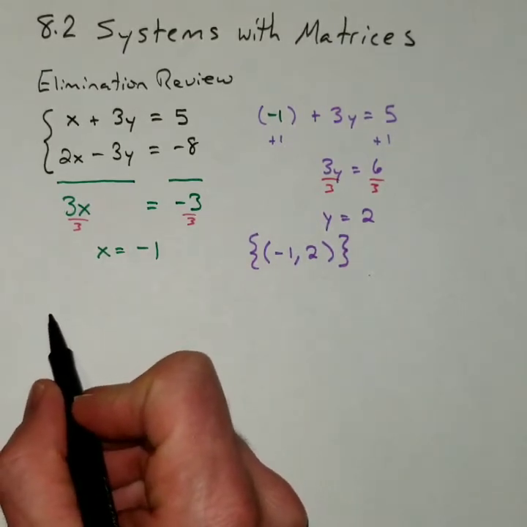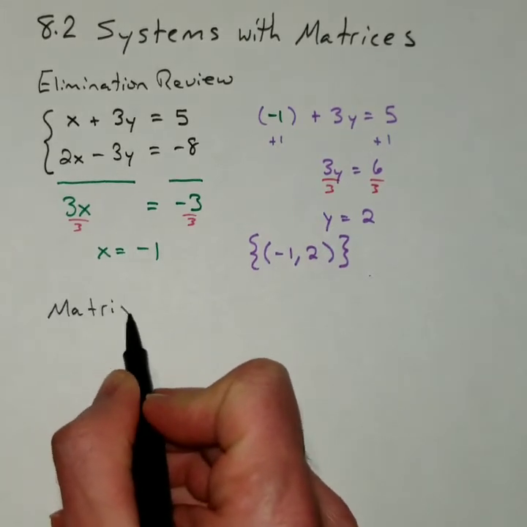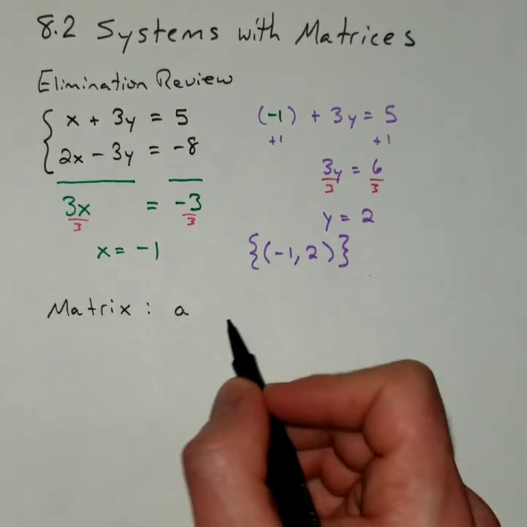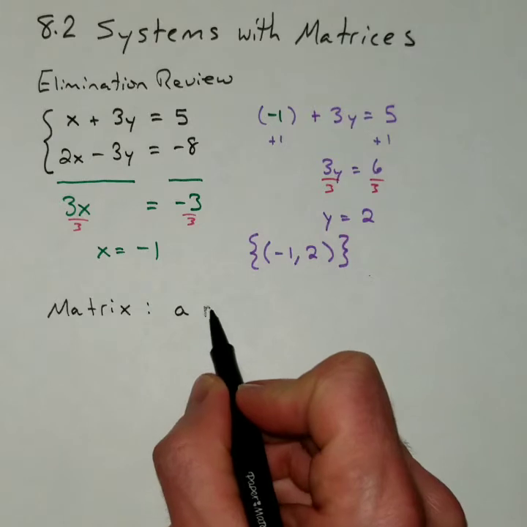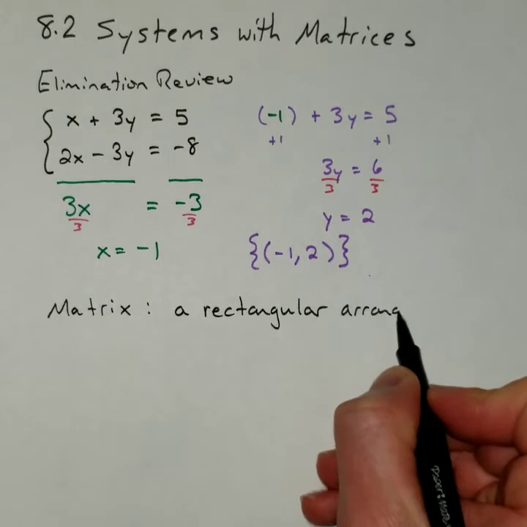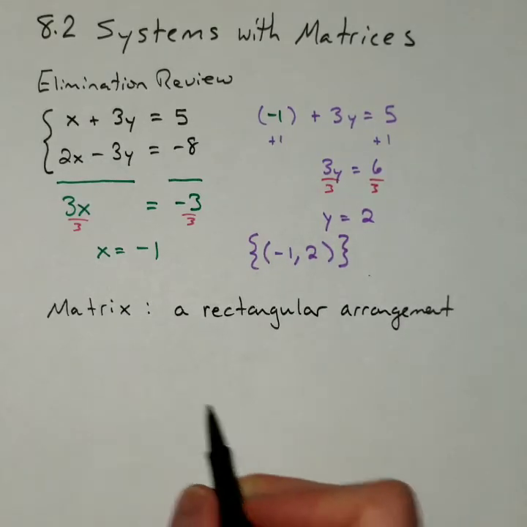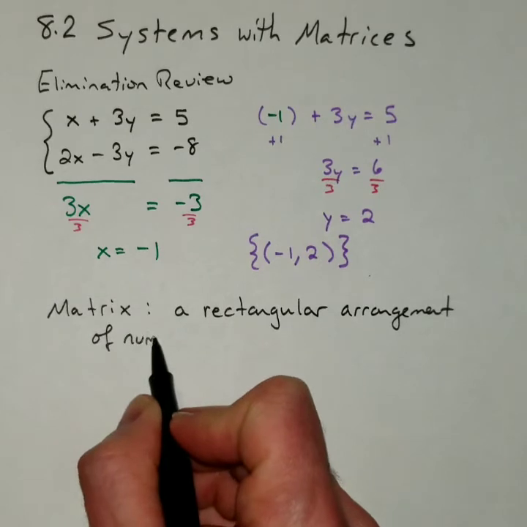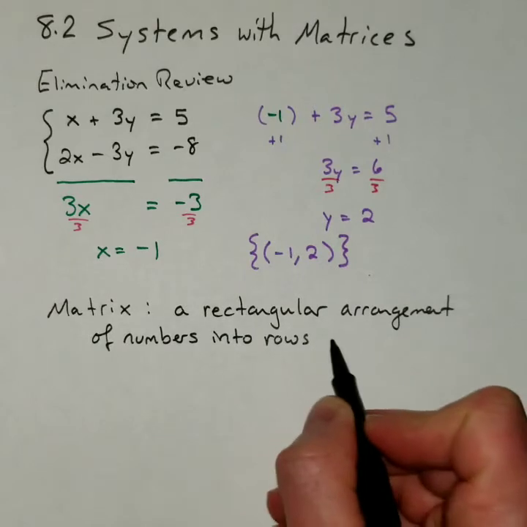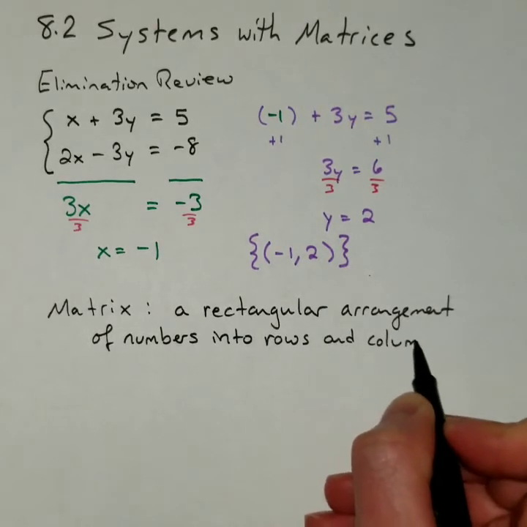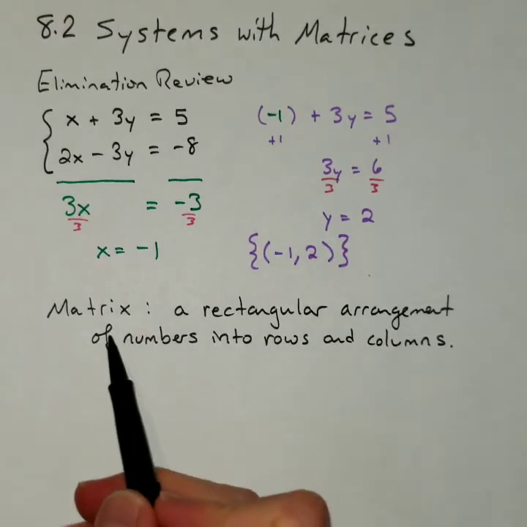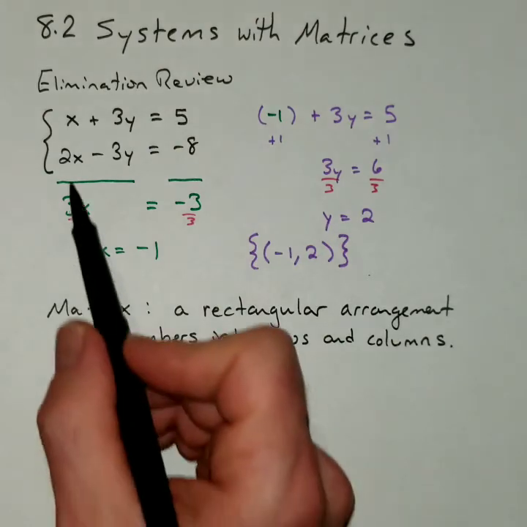Okay, so a matrix is basically a rectangular arrangement of numbers into rows and columns.